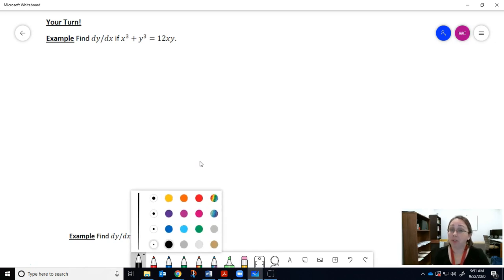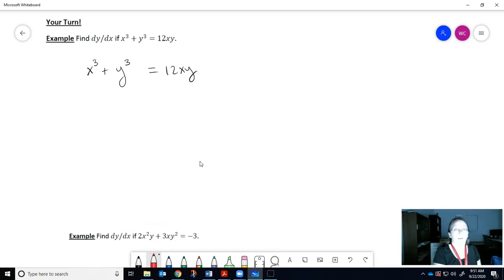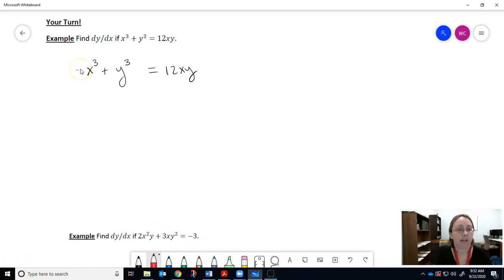All right, hopefully you paused it, hopefully you gave it a shot. Let's see how close you got. So watch, or do it with me. x cubed plus y cubed equals 12xy. So I'm just copying it down so that I can write the d/dx on both sides, nice and clear. So I'm saying I'm going to take the derivative with respect to the x variable. So anytime I have a y involved, I'm going to have a dy/dx.